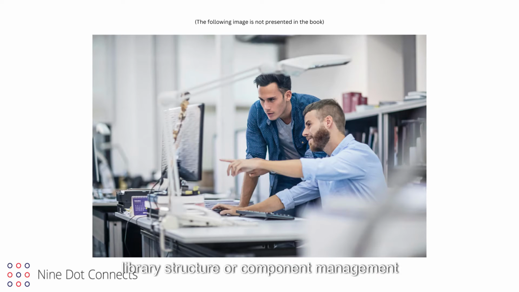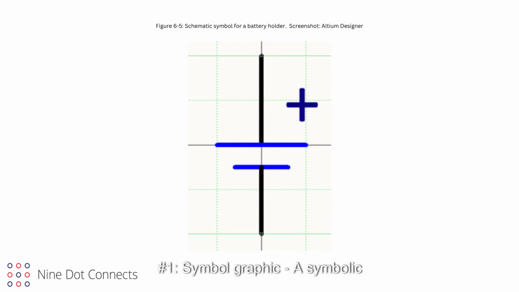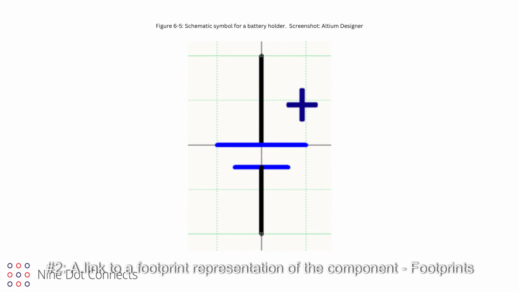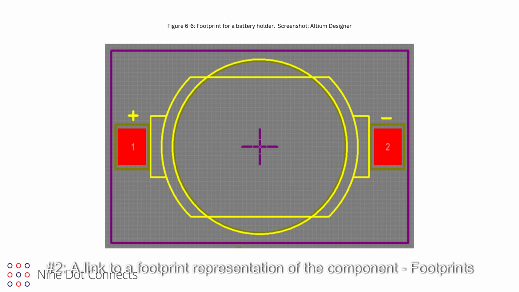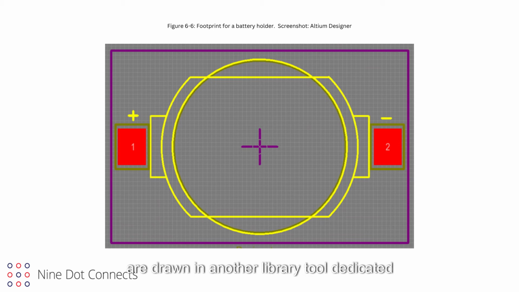Regardless of the library structure or component management system utilized, all libraries provide: Number 1. Symbol graphic. A symbolic representation of the component to be used in a schematic capture tool. Number 2. A link to a footprint representation of the component. Footprints are drawn in another library tool dedicated for that purpose. A link between the symbol and footprint representation is necessary, to allow for an easy transfer of information between the schematic and the PCB layout editors.